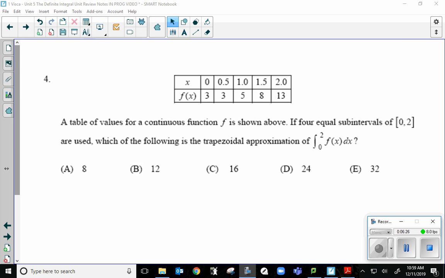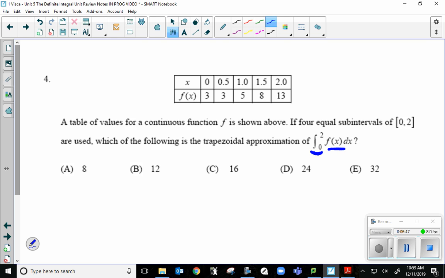The second problem, which is number 4. A table of values for a continuous function f is shown above. If 4 equal subintervals from 0 to 2 are used, which of the following is a trapezoidal approximation of the integral, which again represents the area under the curve of this right here? I like to draw me some pictures. So this is what I do.